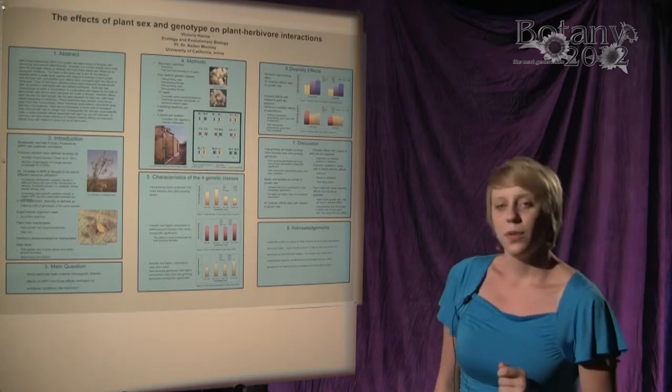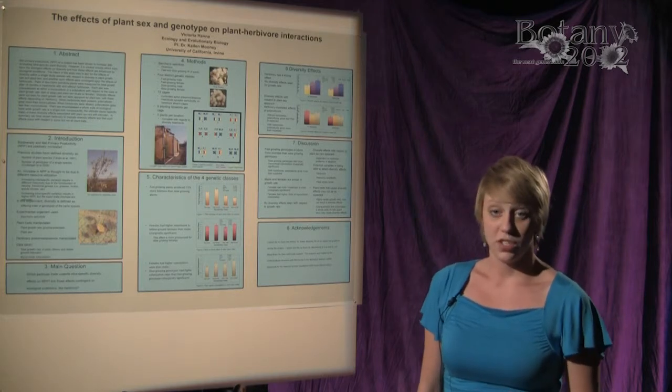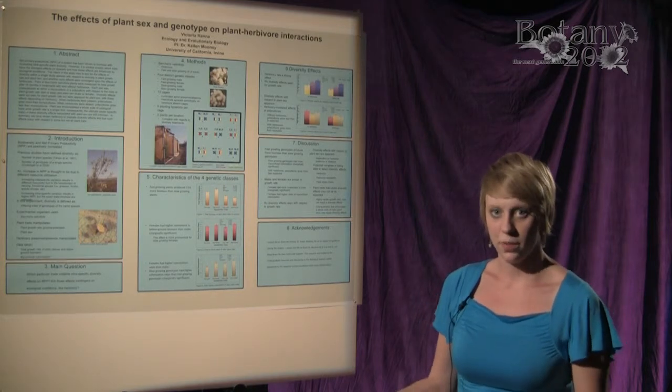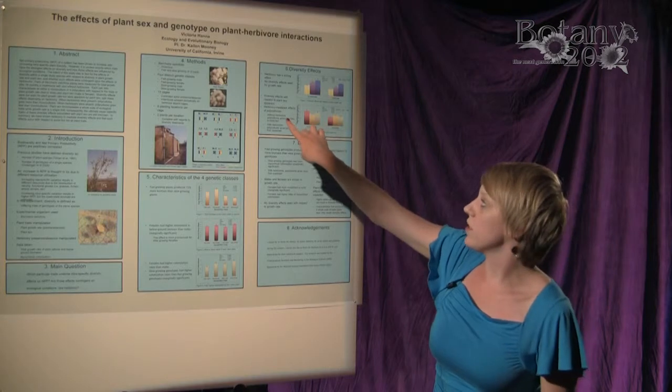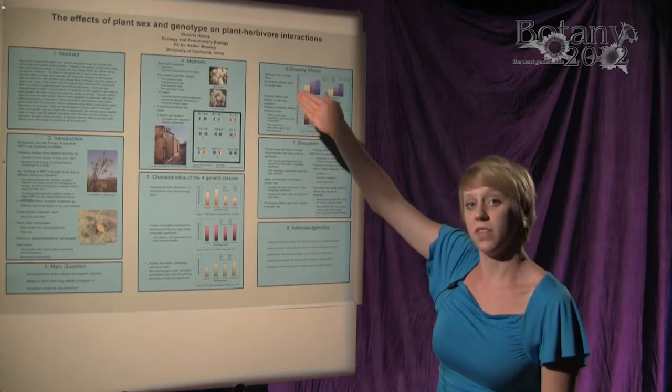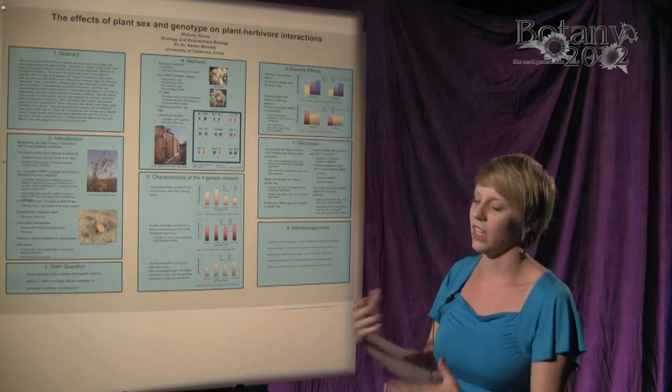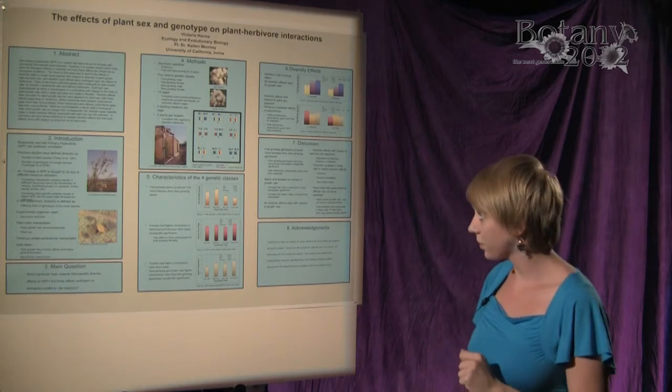So for this study, we used a plant called Baccharis salicifolia, which is dioecious, meaning the males and females are separate. If you look at these two pictures, they're of the flowers. The top is of the male and the bottom is of the female. They're very easily differentiated to the human eye.